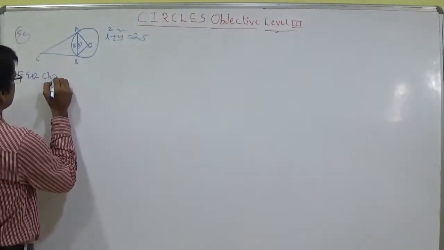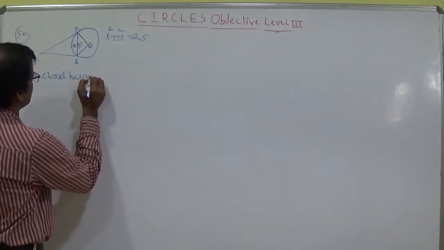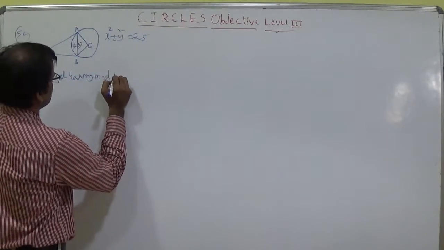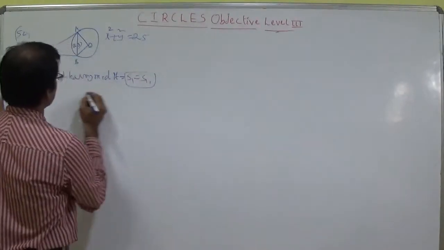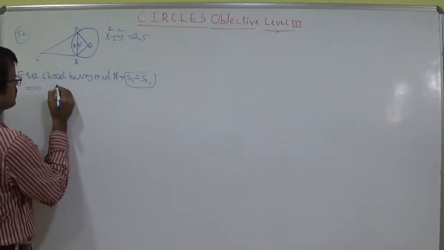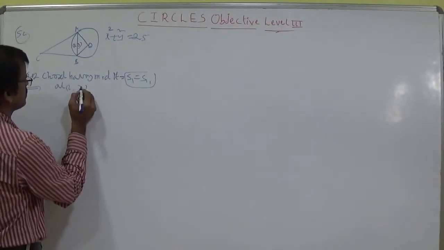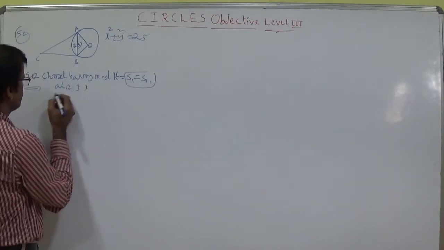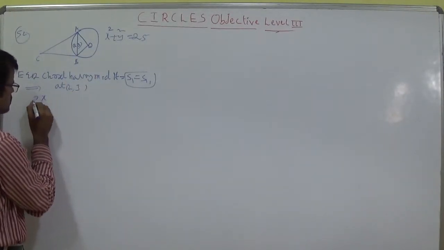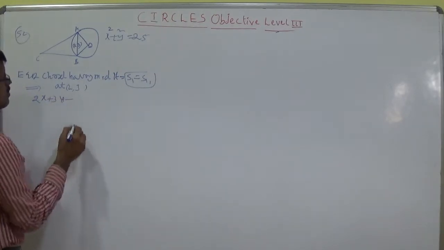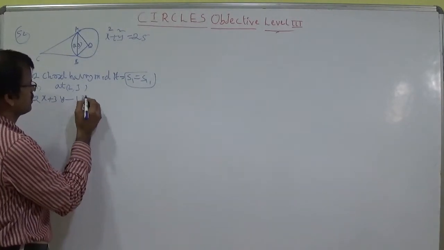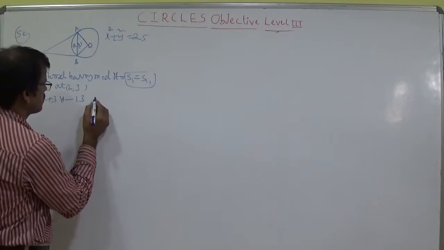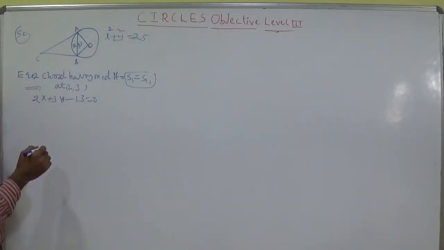Equation of chord having a given midpoint is T equal to S11. Here the midpoint is (2, 3). You can write 2x plus 3y minus 25 is equal to 2 square plus 3 square minus 25. 2 square plus 3 square, 4 plus 9 is equal to 13. So 2x plus 3y minus 13 equal to 0.